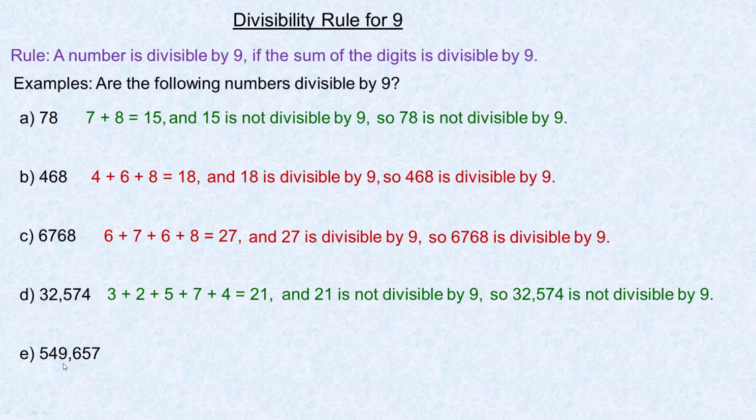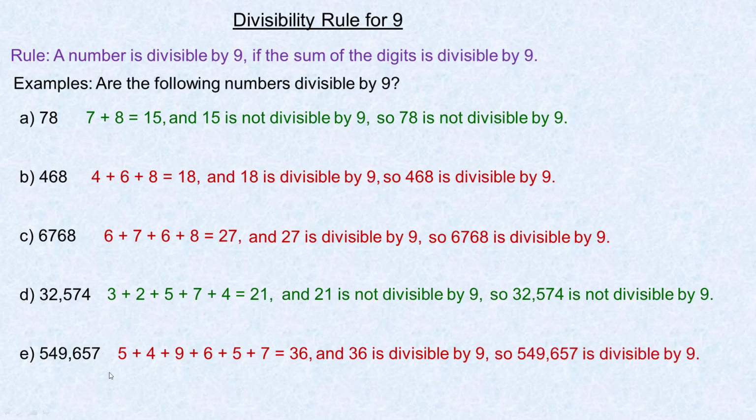So one more last larger example, 549,657. So we add 5, 4, 9, 6, 5, and 7. And so 5 and 4 is 9, and 9 more is 18. And 6 and 5, you see, is 11. 18 and 11 would be 29, and 7 more makes 36. Now 36 is divisible by 9, so that means that this number, 549,657, would be divisible by 9.